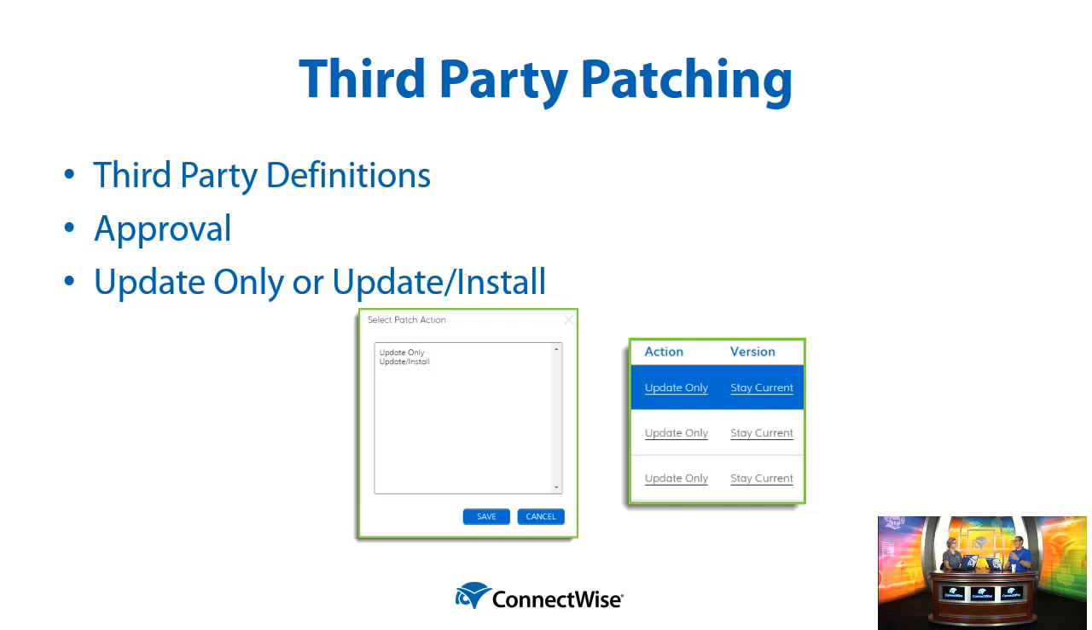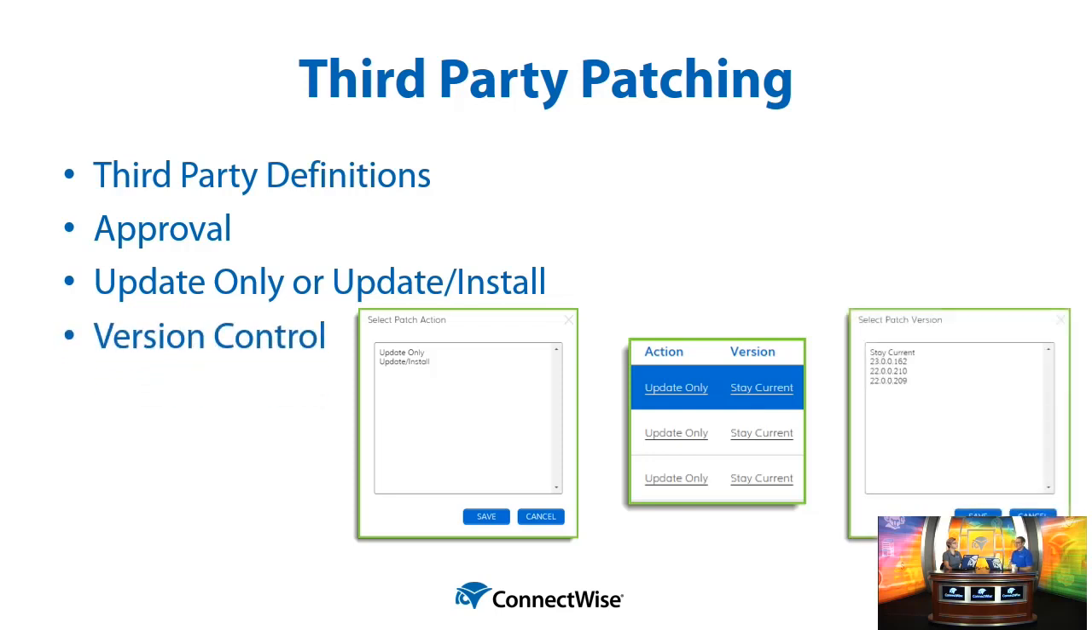So I can say, hey, if you already have it, go ahead and update it, but if you don't have it, don't install it. That allows me some leverage. Or I can update and install, hey, go ahead and update it and install it in the process. So you have the ability to do that. And then we also talked about version control: for this specific application, whenever a new one is out, stay current, or I want to lock in. You know what? 23.00162, that works the best for me. So just lock it in with that version. So with third party, I can decide whether to update it or update and install it.